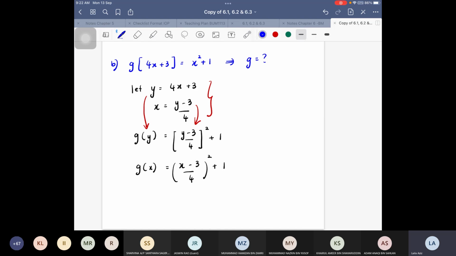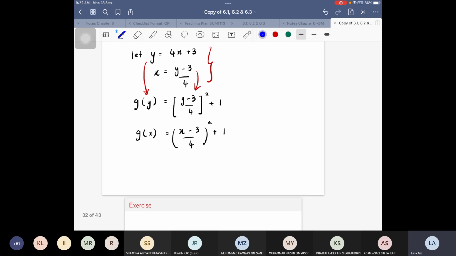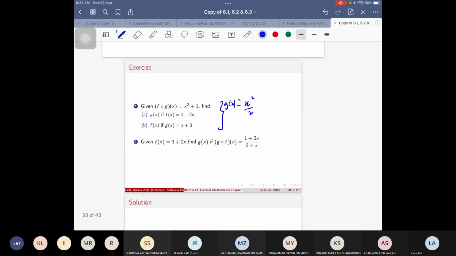Okay, untuk B ada siapa-siapa dah dapat jawapan? So B ni simple je dia punya calculation. X kuasa 2 tolak 6X tambah 10. Okay, so X kuasa 2 tolak 6X tambah 10. That's right. Okay, itu adalah jawapan untuk B.